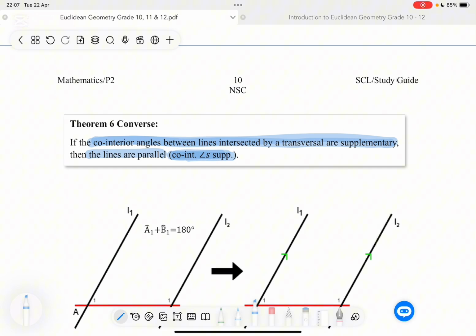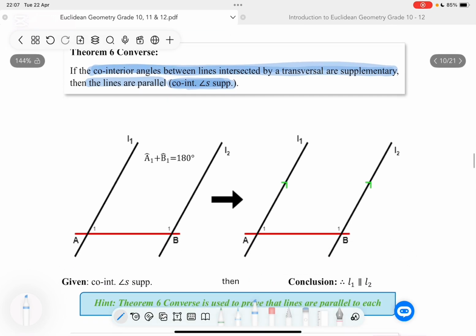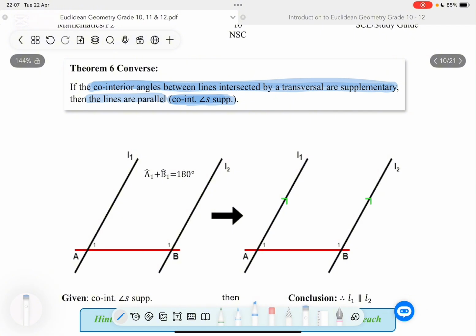What does this look like or mean in terms of a diagram? So this would mean that suppose that I have line L1 and line L2. We don't know if these lines are parallel or not. Then there's a transversal that cuts them like that, so that it creates different angles here. And one of the angles that it creates is in co-interior angles here.